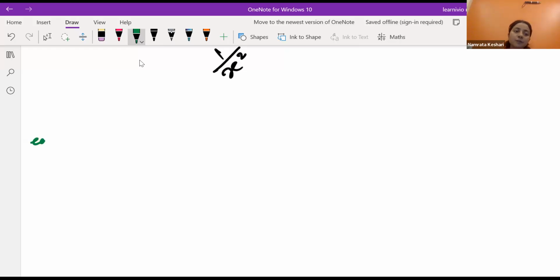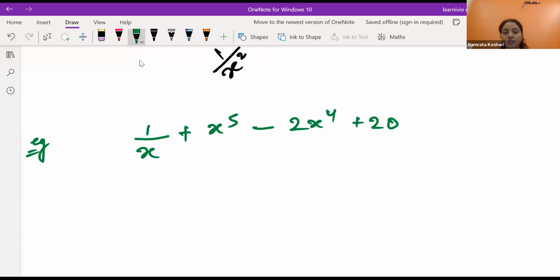So suppose we have 1 by x plus x to the power 5 minus 2x to the power 4 plus 20, and we have to check whether it is a polynomial or not. But now I want to add one more thing over here. For checking whether it is a polynomial or not, you should keep all the variables in the numerator. Then only you can compare the powers, and check whether each and every power is a whole number or not. Making sense? Okay.